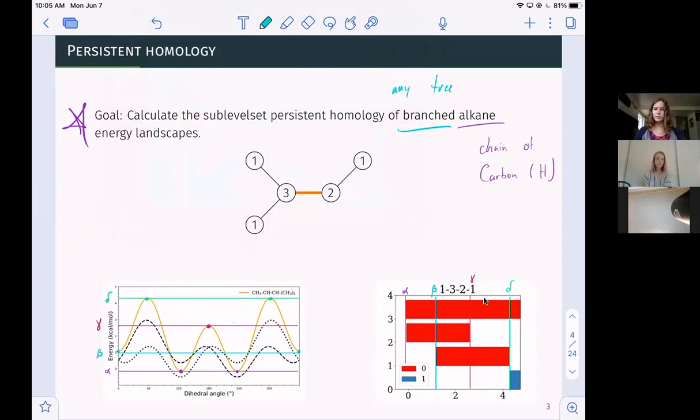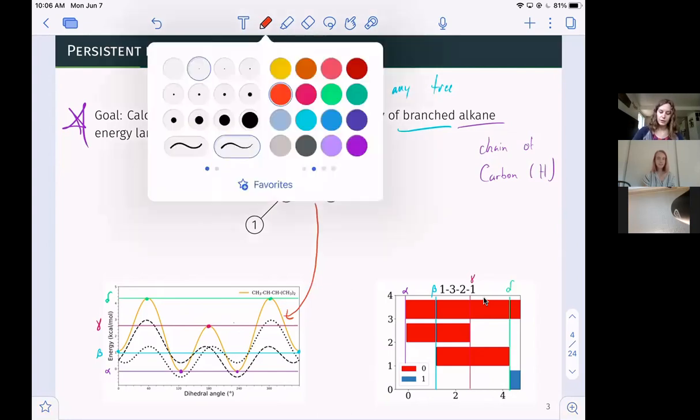And as you can see, whereas before we only had a single chain of carbons, now we have a little fork at the end. So if we were to plot out the energy landscape like we have below, this is what it's going to look like. So it looks a little different than the one on the last slide. And I know this picture is a little busy. We'll have a less busy one later. But we want to figure out what the sublevel set persistence is of this energy landscape.